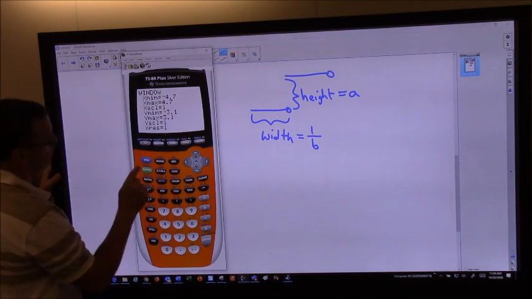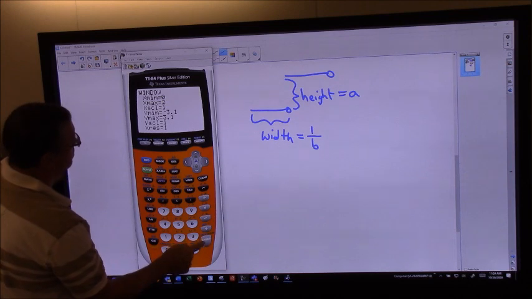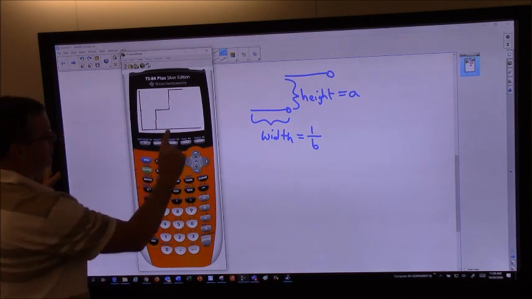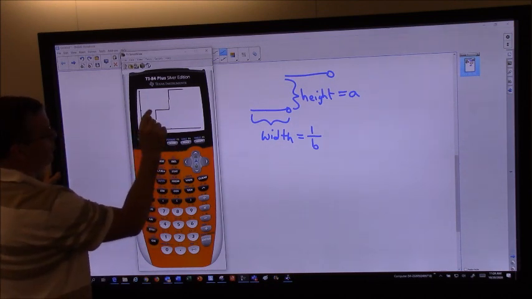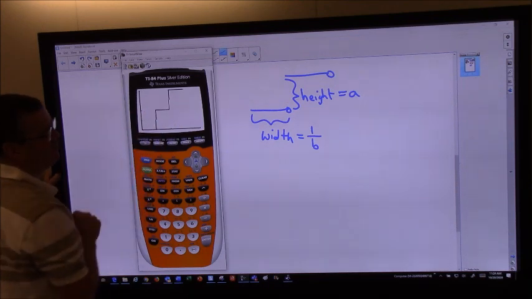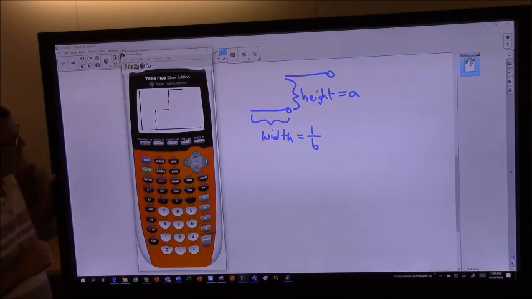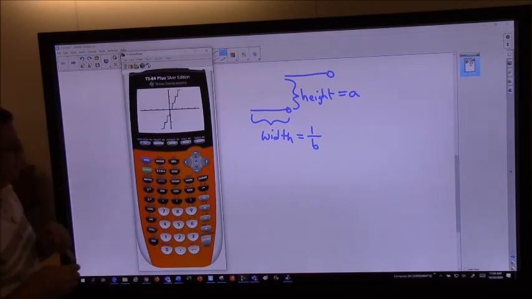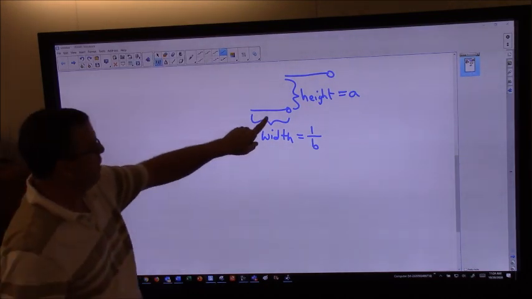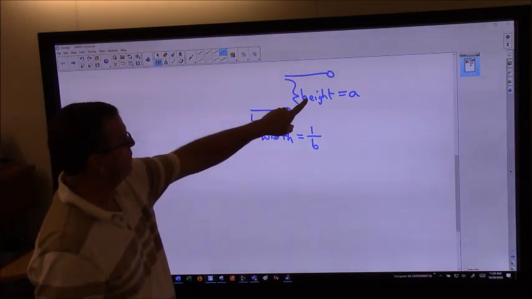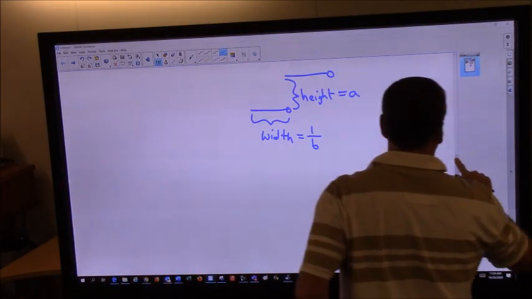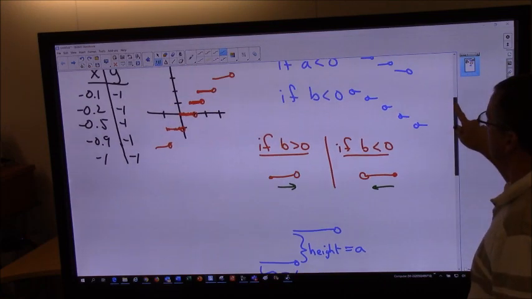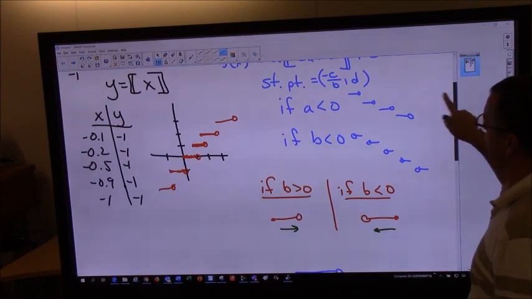If I want to change my window here, let's just go from 0 to 2. And here from 0 to 2. See, there's 1, so I got half a unit. And then I go up 1 and there's another half unit. Go up 1, there's another half unit. Right? Let me get back to my original window here, zoom option 4. All right, so I know how to figure out how wide the steps are and how high they are. I know how to figure out which end of the step the circle is on, depending on whether b is positive or negative. And I also know how to find my starting point.